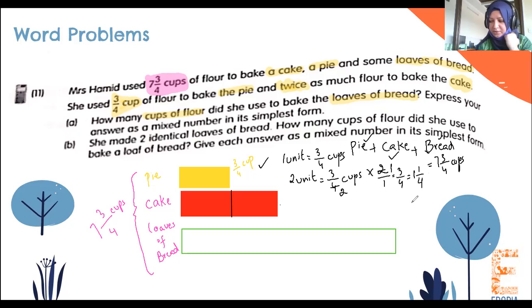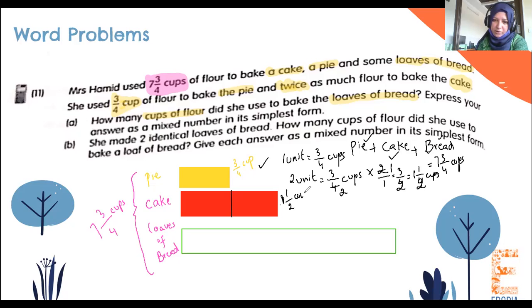So this amount is being used, 1 whole 1 by 2. 1 whole 1 by 2 cups were used to make cake. Now you know the value of cake, and the pie is 3 by 4 cups.